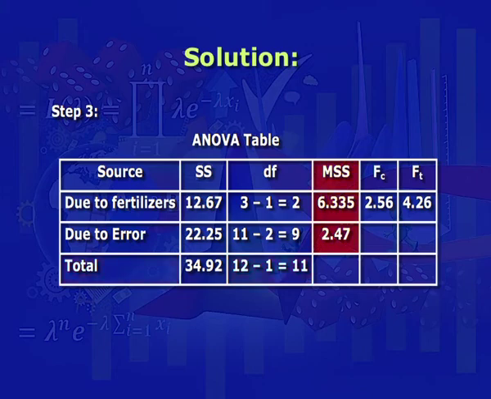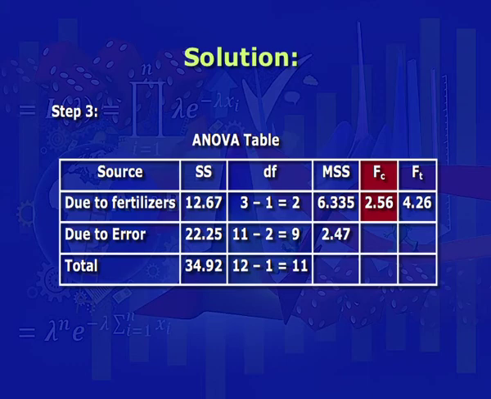In the next column, we calculate mean sum of square. Mean sum of square can be obtained as sum of square divided by degrees of freedom. So here we divide 12.67 by degrees of freedom 2, we get the answer 6.335. Similarly, due to error, the mean sum of square is obtained as 22.25 divided by 9, so we get the answer 2.47. Now we calculate the value of the F calculated statistic.